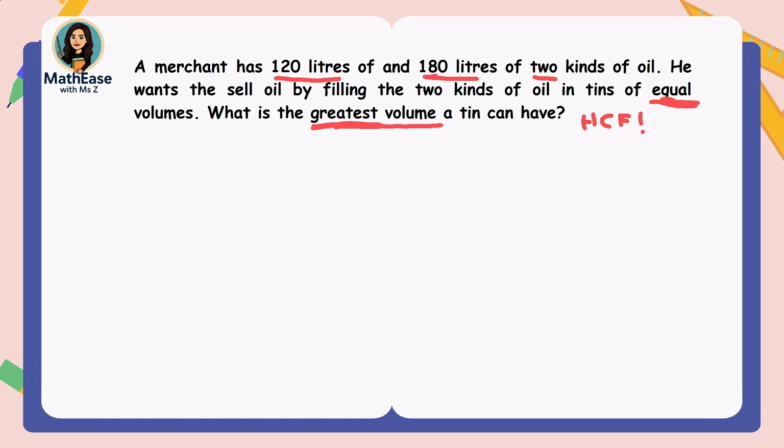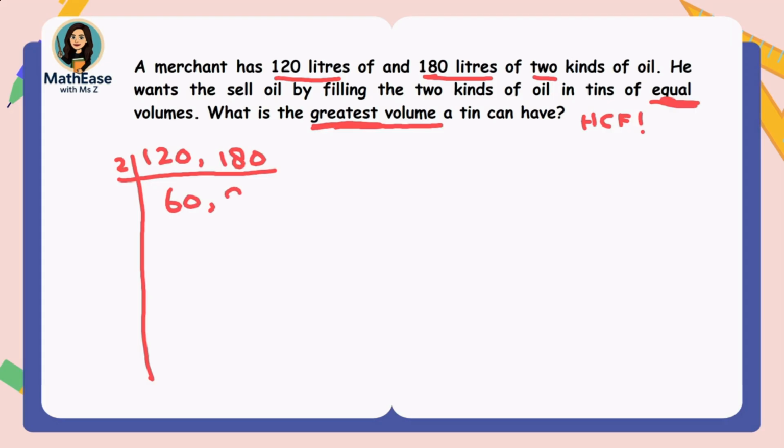Let's begin by writing down both 120 and 180 like we always do. We make the lines that we use for prime factorization. Now, let's divide them by 2 since they're both even. So 120 divided by 2 is 60 and 180 divided by 2 is 90.